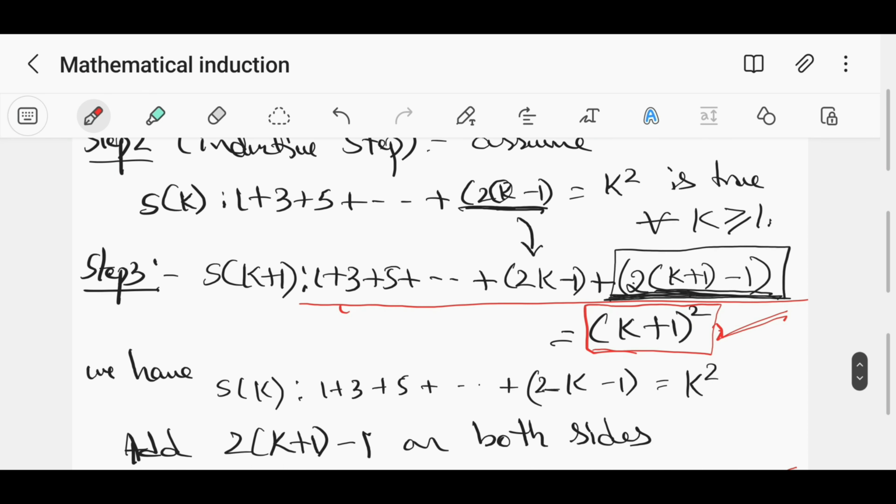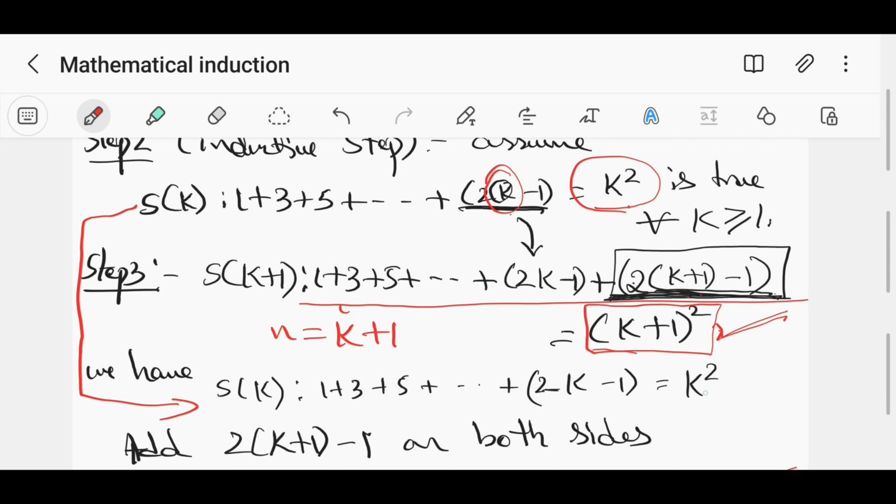In step 3, what do we have to do? In place of n, we have to take k plus 1. So you got S of k plus 1 is 1 plus 3 plus 5 plus so on plus 2k minus 1 plus the next term, that is 2 times (k plus 1) minus 1. So here in place of k, you substitute k plus 1, so that you get 2 times (k plus 1) minus 1, that is equal to (k plus 1) the whole square. Fine. So from the inductive step, you wrote this. Now you have to add 2(k plus 1) minus 1 on both sides.